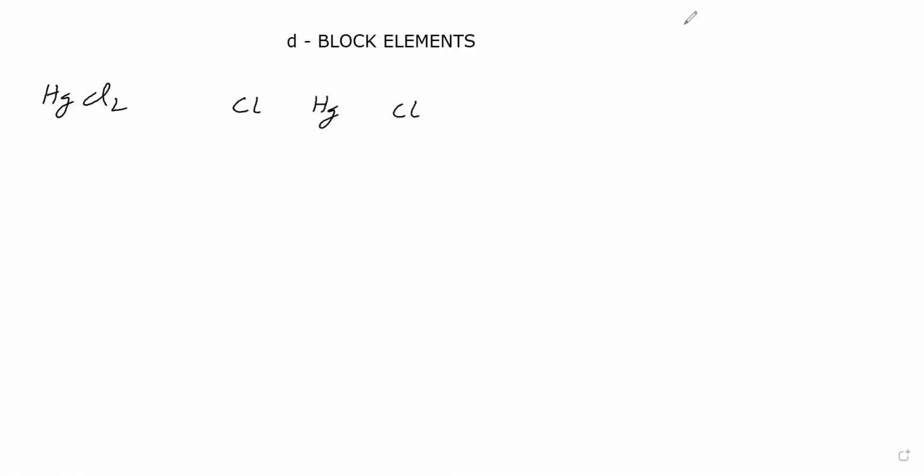Mercury comes under the zinc family. In the zinc family, the valence shell contains 2 electrons. Therefore, they are making bonds like this. So we can say the shape is linear.